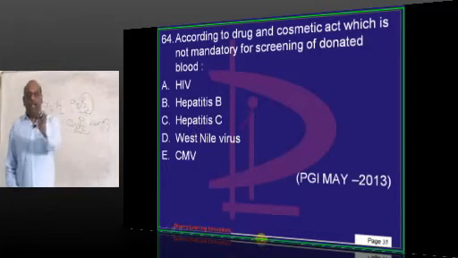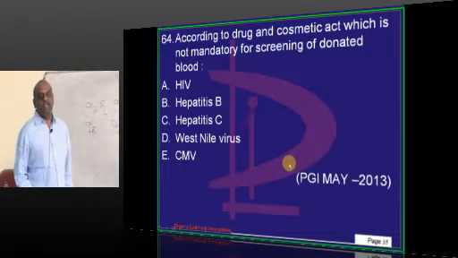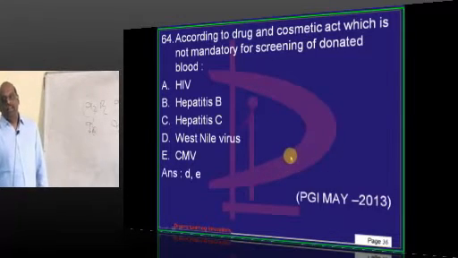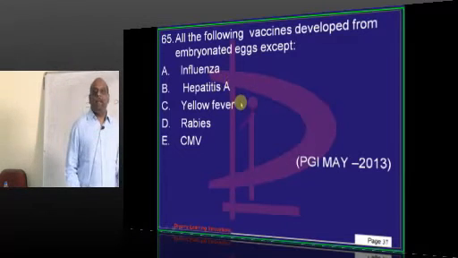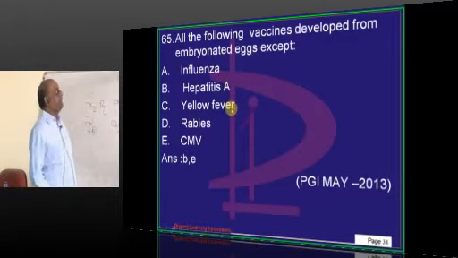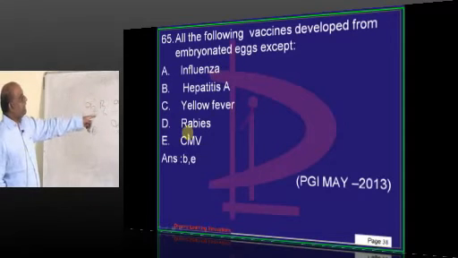Then what is mandatory to screen in a blood bank? HIV, hepatitis B, hepatitis C. Another very easy question. Which vaccines are prepared from embryonated eggs? So basically influenza, yellow fever and rabies.